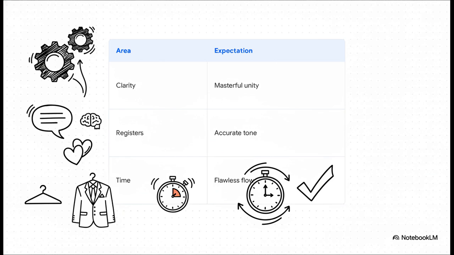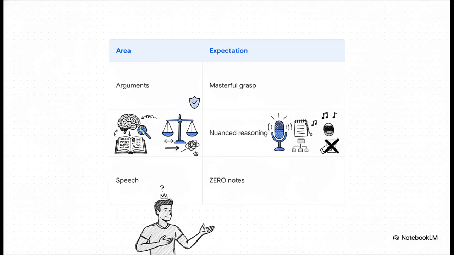Finally, for time management, the flow must be flawless. You need strict adherence to your time limits without rushing or dragging out your speech. You have to absolutely respect the clock. Now, let's focus on that massive 65-mark individual chunk. Achieving a perfect score here demands pure excellence.